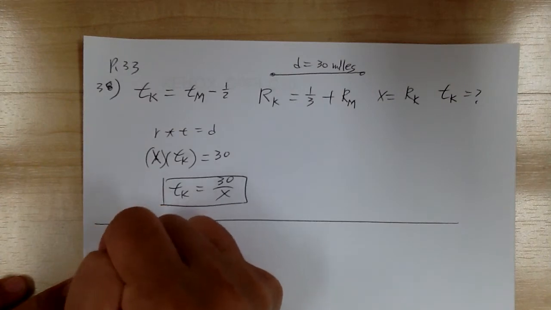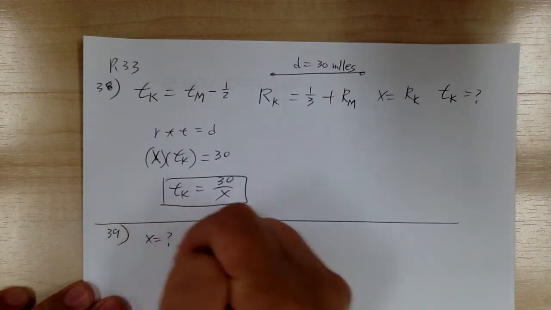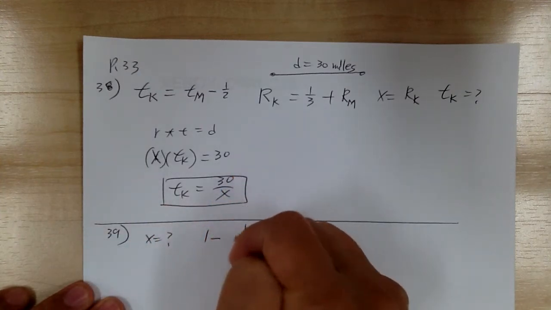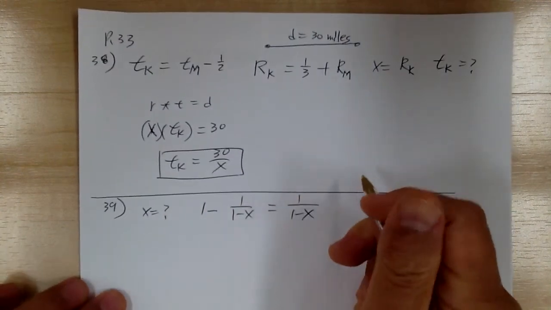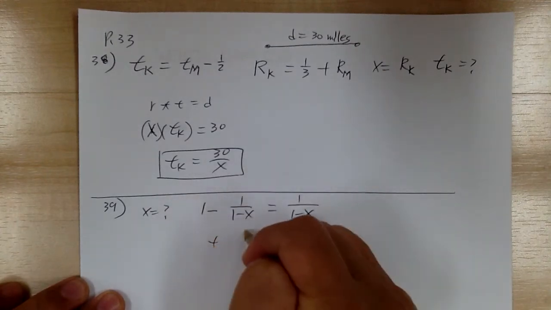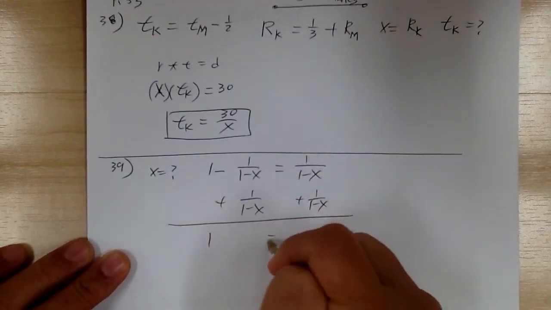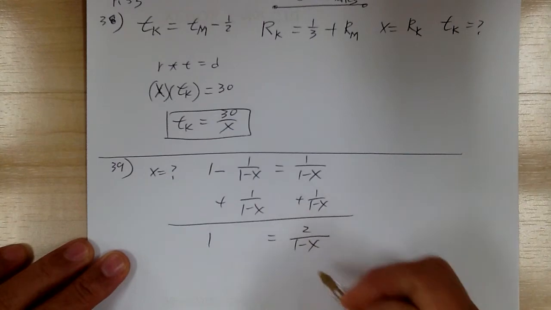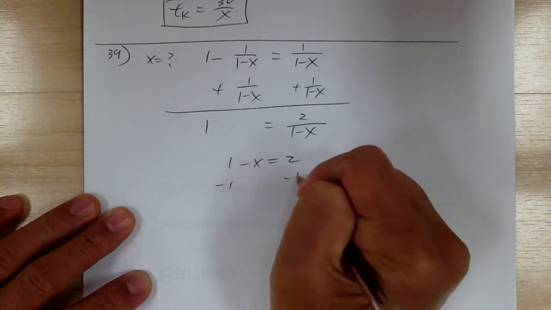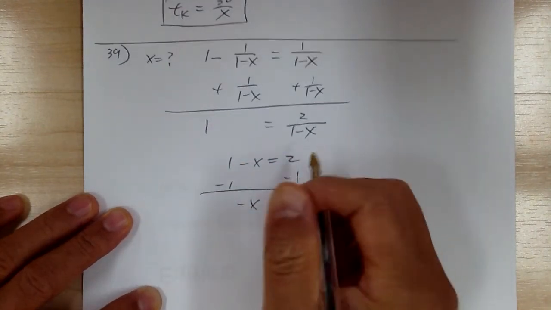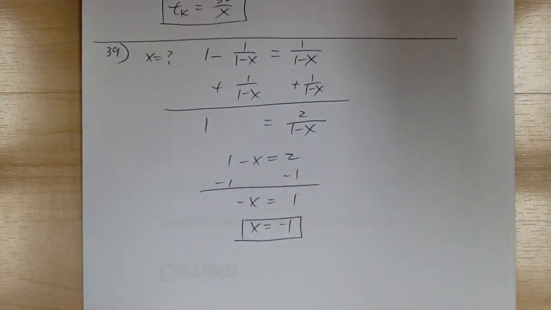Let's go to number 39. What's the value of X if 1 minus the reciprocal of 1 minus X equals the reciprocal of 1 minus X? To solve this, I'm going to add 1 over 1 minus X on both sides. So I got 1 equal to, this way, 2 of them. And cross multiply, minus 1 on both sides, and times by -1. And so that's it for number 39.